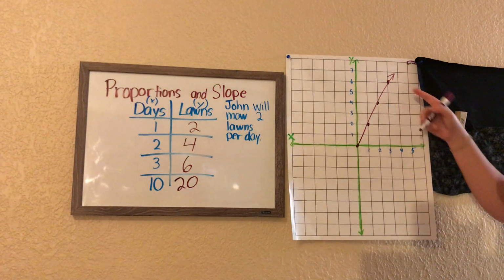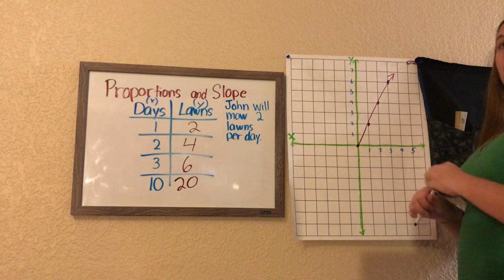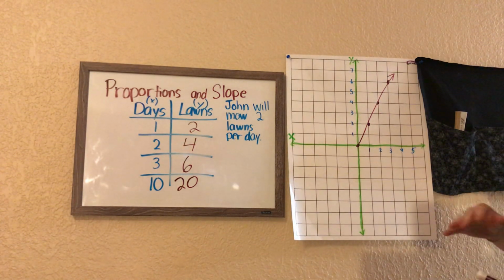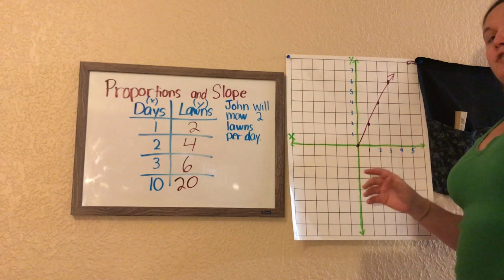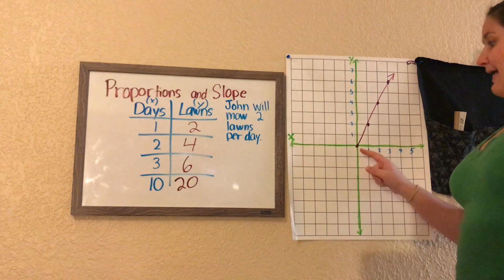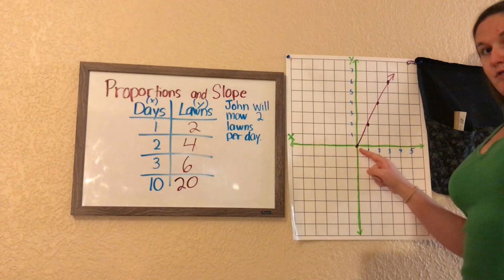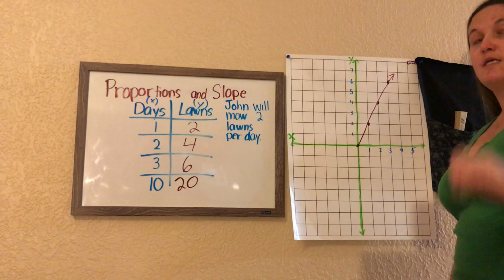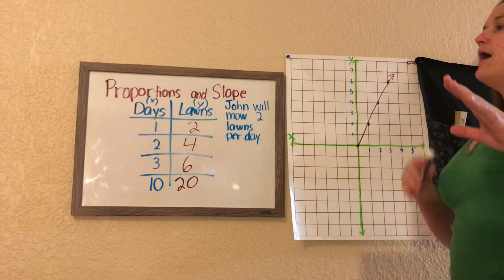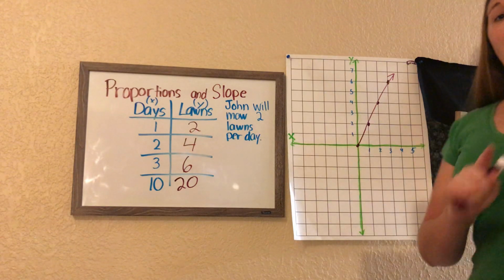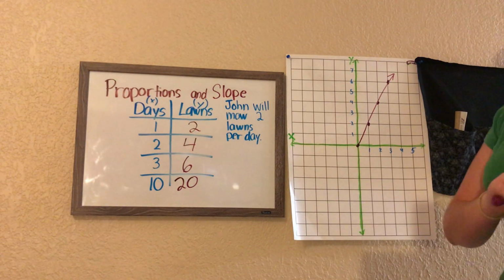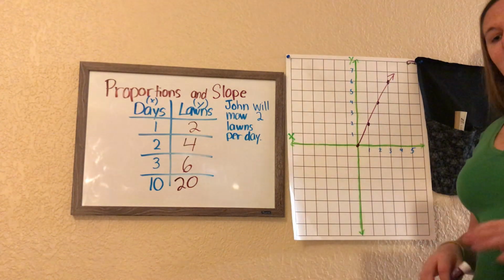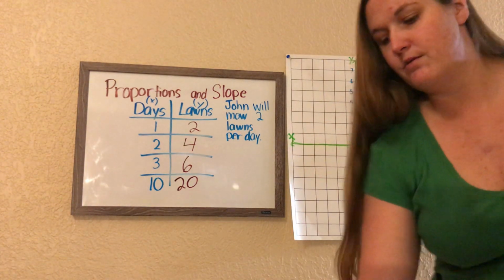So this is showing you the rate of lawns that he's able to mow depending on how many days he's willing to work. Now, typically when we talk about a proportional relationship, it has to go through the origin, which is 0, 0, meaning he worked 0 days, so he mowed 0 yards. Now, there are other types of problems with slope that are not considered proportional because they do not go through the point 0, 0, and I want to talk about those.